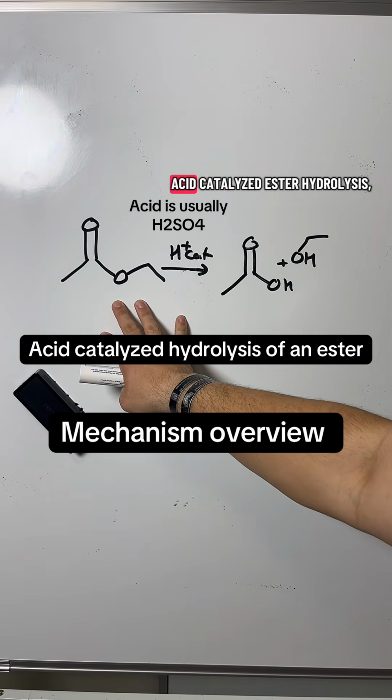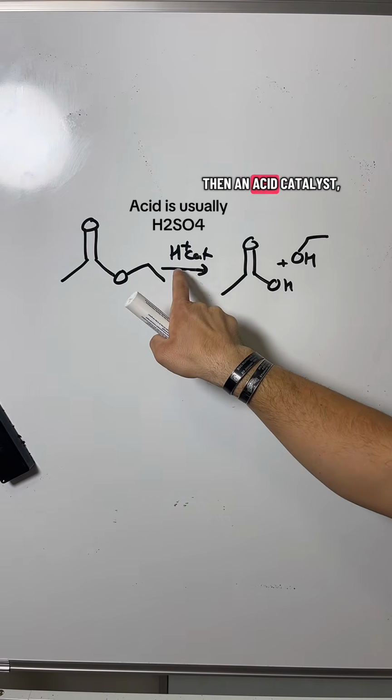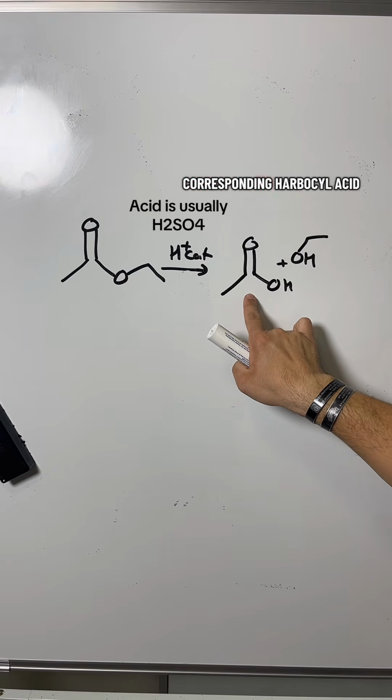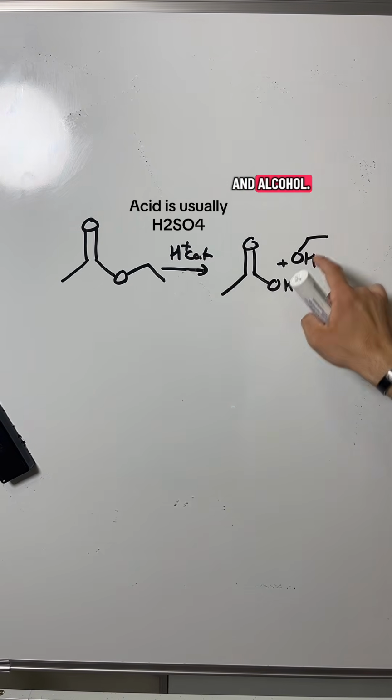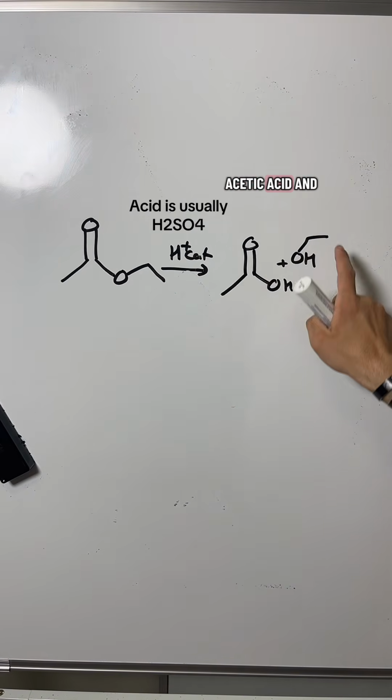This is what's known as an acid-catalyzed ester hydrolysis, where you have an ester and then an acid catalyst, and you hydrolyze it into the corresponding carboxylic acid and alcohol. So here we have ethyl acetate. It would give us acetic acid and ethanol.